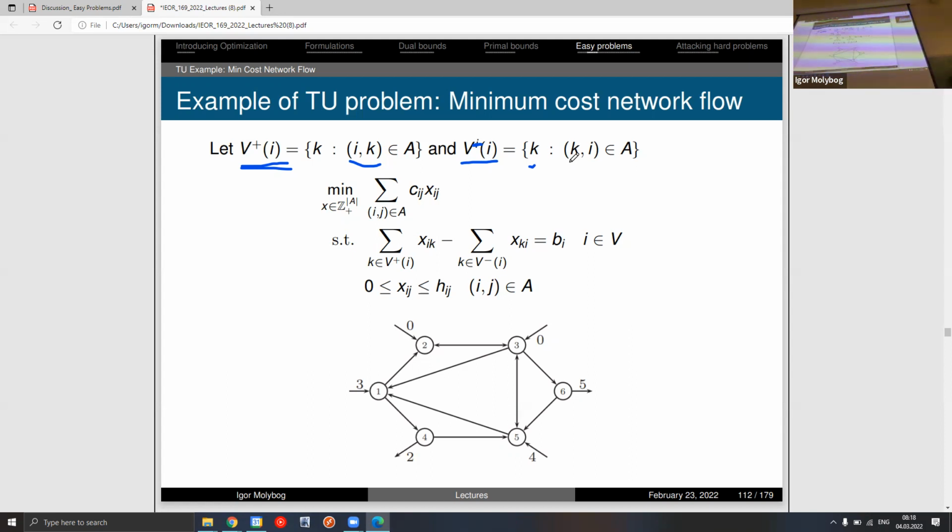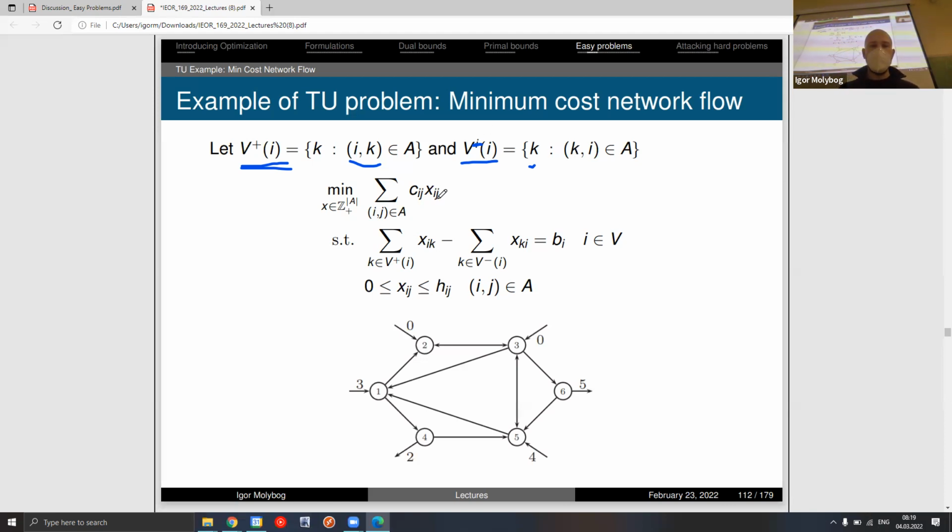Okay. So node I. There are some nodes that form v minus of I, and there are some nodes that form v plus of I. There might be some nodes that are in both, but the important thing is that you can get from I into this subset of nodes, and you can get from this subset of nodes into I. Okay, and we are minimizing.